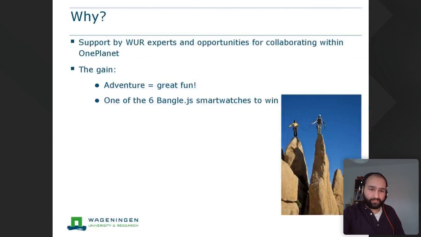Why should you apply, or why should you submit your idea? You will learn a lot about Wageningen University and Research, and also about One Planet and how to collaborate, which opportunities there are. You will probably also have a lot of fun because it's an adventure to take part. And lastly, we have 6 Bengal smartwatches which you can win. So there is a lot of reasons to apply.